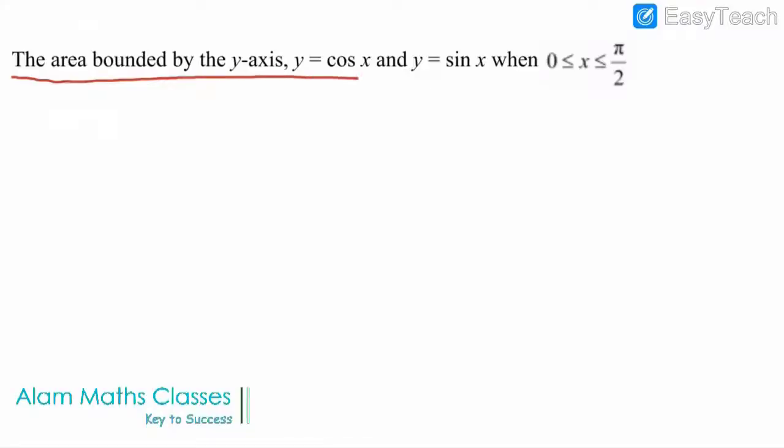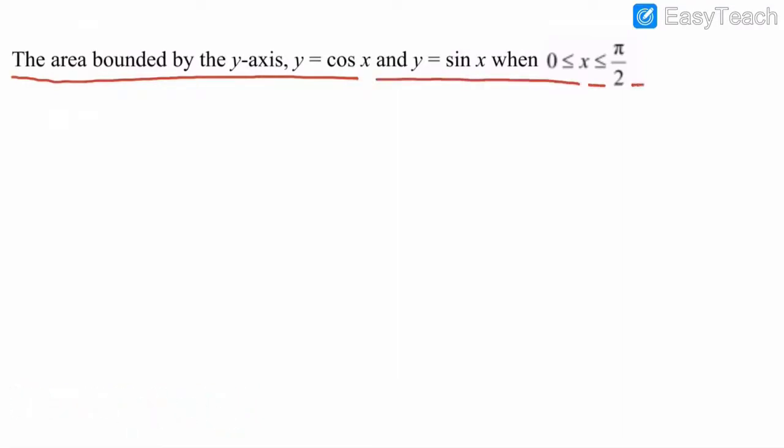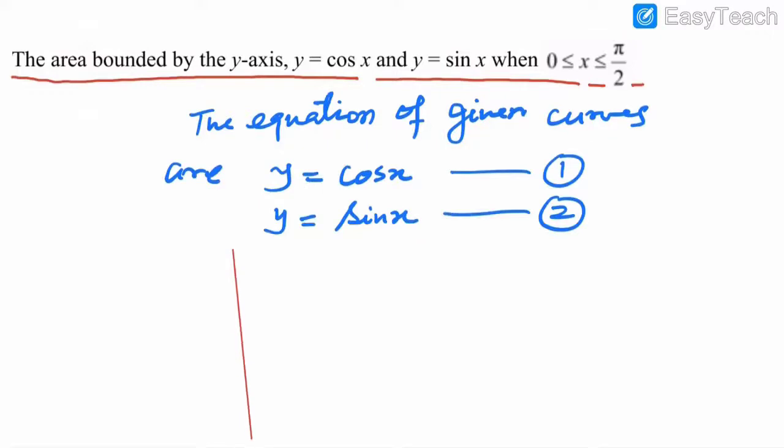Bounded by the y-axis, y equals cos x and y equals sin x, when x lies between 0 to pi by 2. The equations of the curves are y equals cos x and y equals sin x. Now we have to try to draw the rough figure of these two curves.